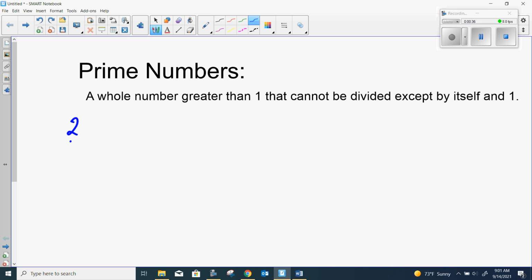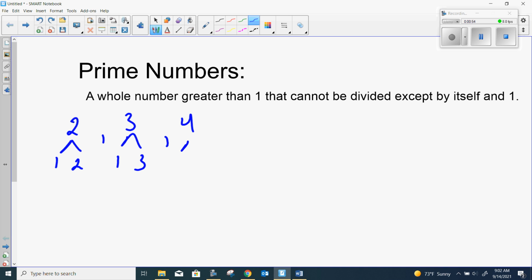So if we divide 2, 2 is the first whole number greater than 1. The only way I can factor it is by 1 and itself. Therefore, it meets the definition of prime. The next whole number is 3, can be divided by only 1 and 3.